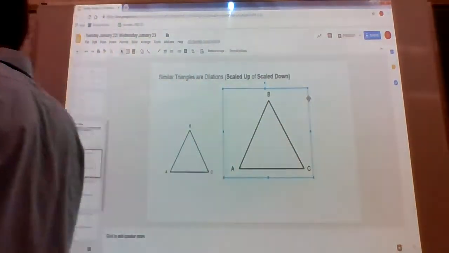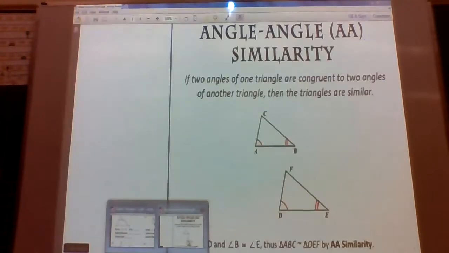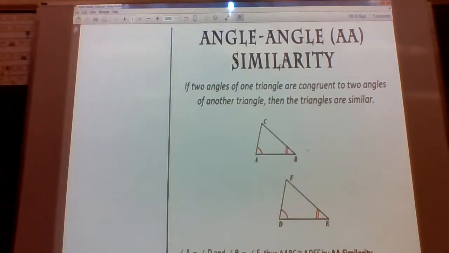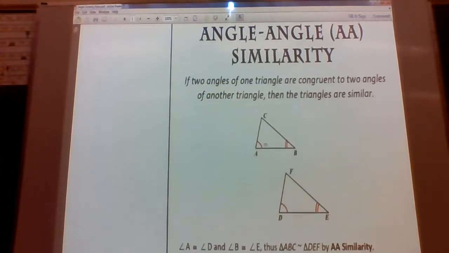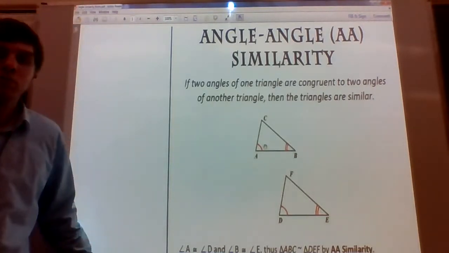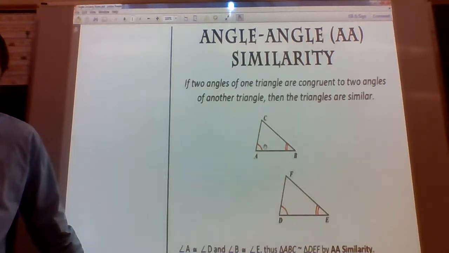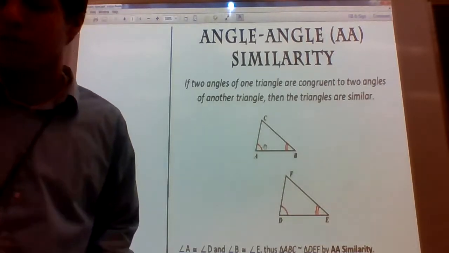Okay. So now let's turn to the handout, the notes handout we got in class. There's a copy on the blog if you don't have them. Okay, what we're going to talk about are the three different ways we can prove that triangles are similar. So if we can show that all 3 angles are congruent and all 3 sides are proportional, we can show that the triangles are similar, but we don't need to show all that information.